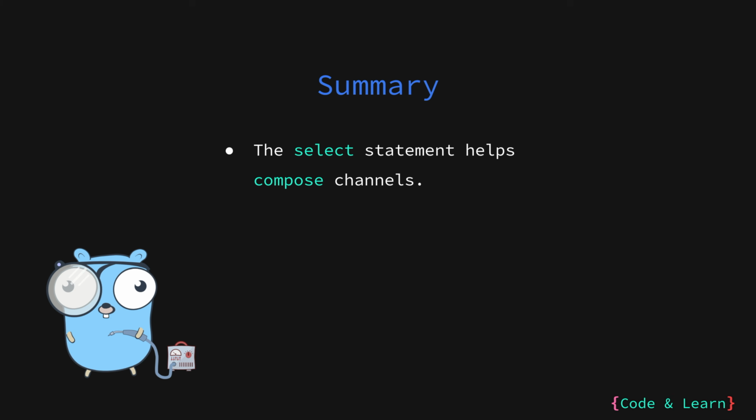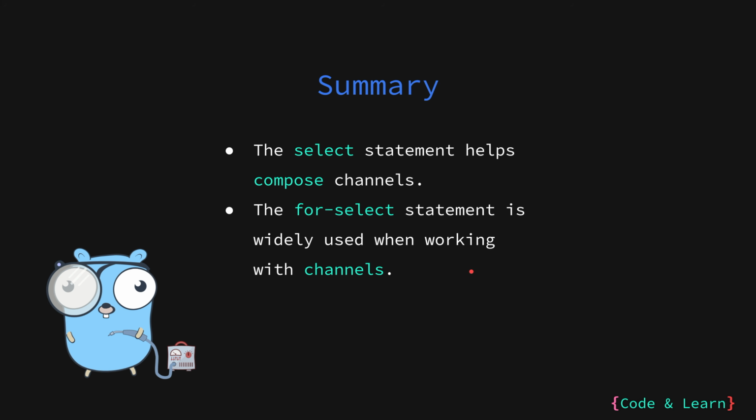So in this lesson, we learned that the select statement is a very handy tool to compose channels, or to work with multiple channels all at once. Then we also saw the for select statement, which is widely used when working with multiple channels. So we saw 2 ways of exiting the for select infinite loop. One was using a timeout and the other one was using a fixed number of iterations. But the preferred way of doing it is using a done channel or through a context. We will see how to use the done channel in the next lesson.